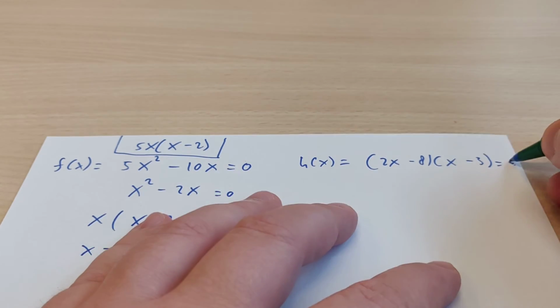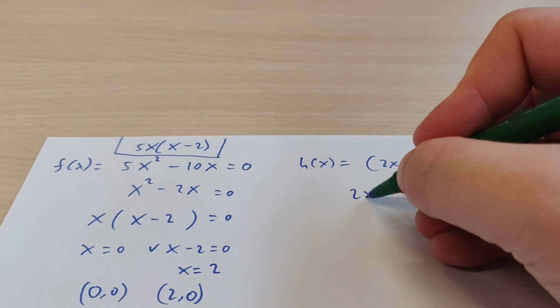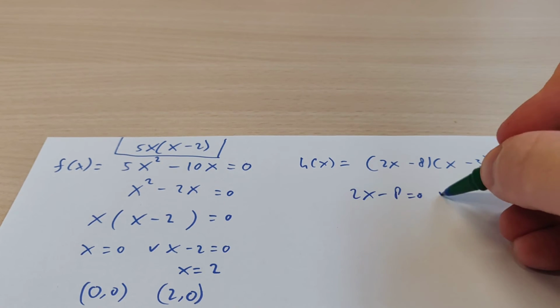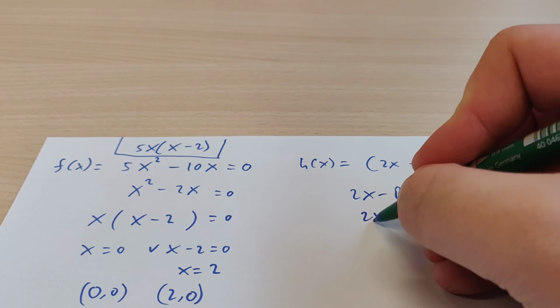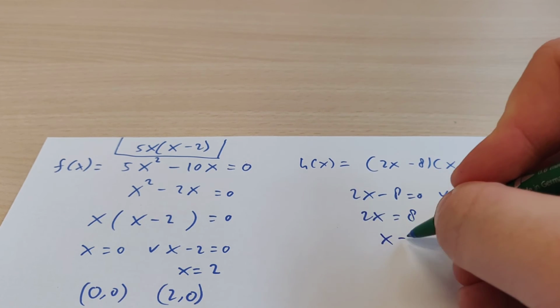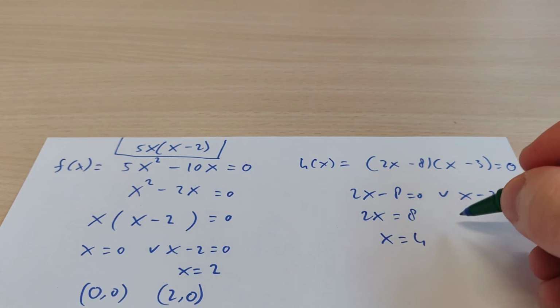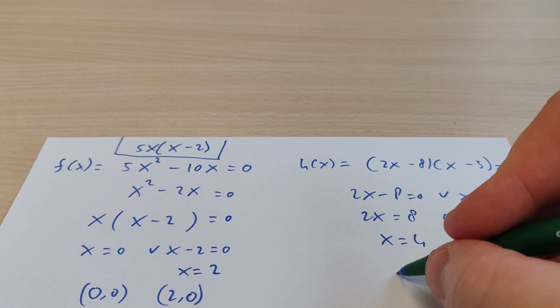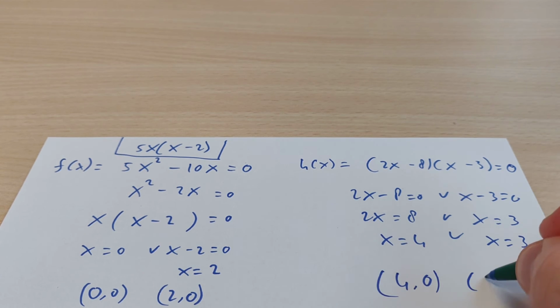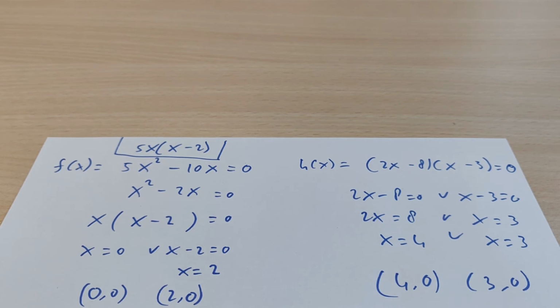I just say that this equals 0, and then we say that 2x minus 8 equals 0, or x minus 3 equals 0. So that means that 2x equals 8, which means that x equals 4, or x equals 3. So these are the answers. So we have (4, 0) and (3, 0). Those are the answers for exercise C.